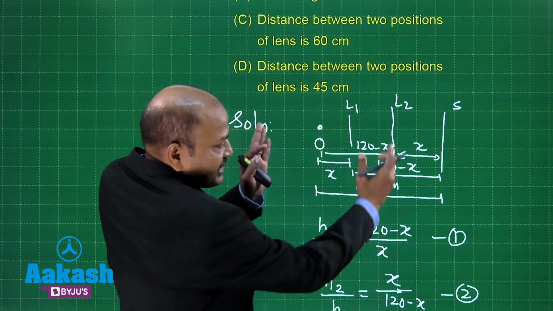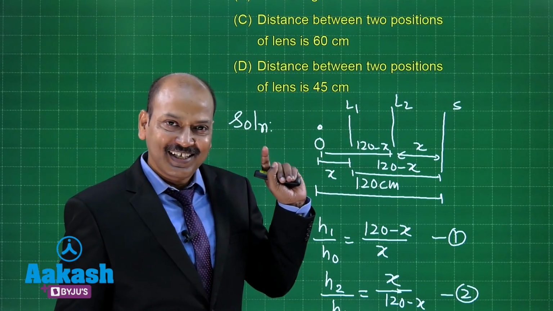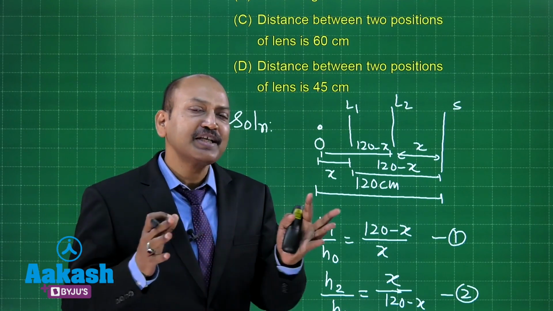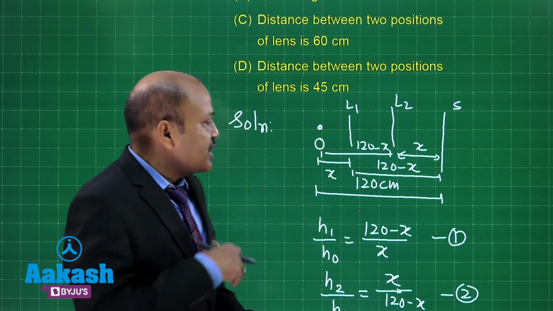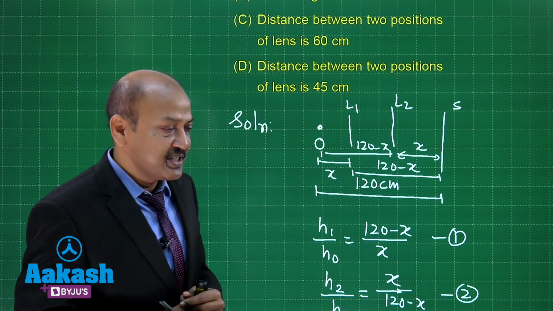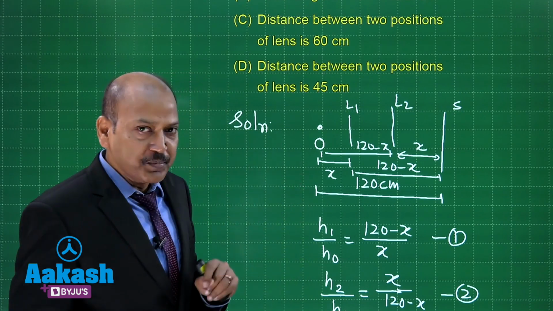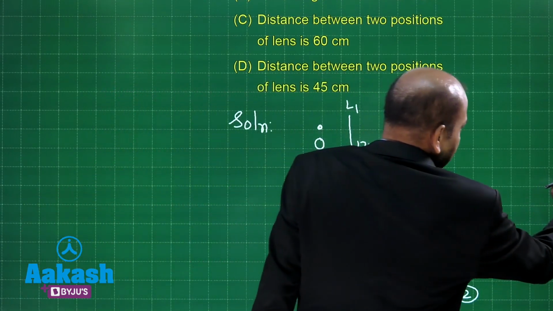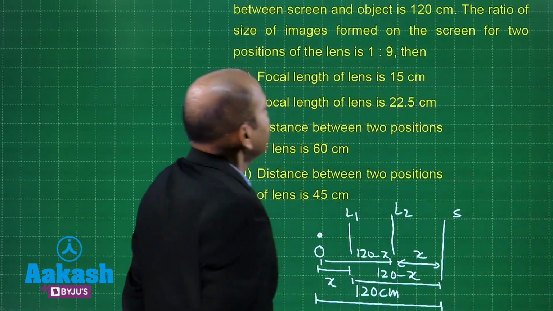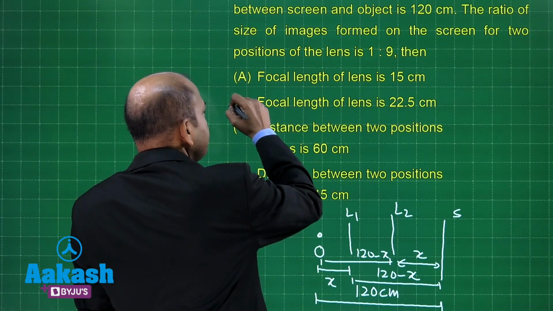We can see that the distance between the two positions of the lens is 120 minus x minus x, that means 120 minus 2x centimeter. So that becomes 120 minus 60, or 60 centimeter. Now we have a response for all the options, isn't it? So let us now select the options. Focal length of lens is 22.5 centimeter is the correct one.